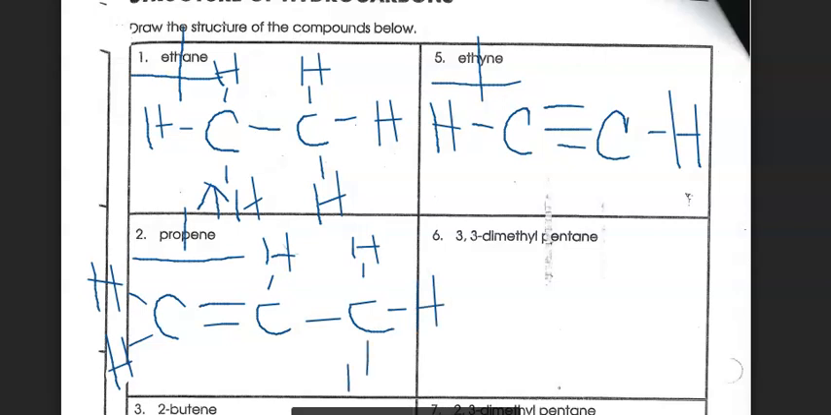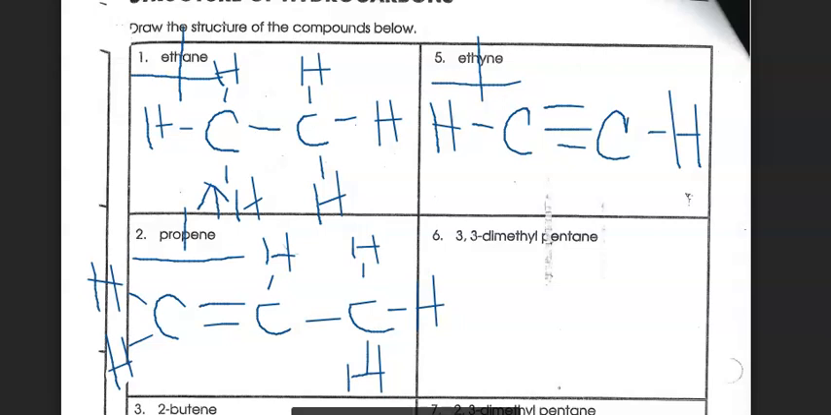And this is propene. Now, it doesn't matter, by the way, whether I put, for example, the middle carbon, whether I put the hydrogen on the top or the bottom. They can spin around. Don't worry about that. Just make sure you have them drawn in.